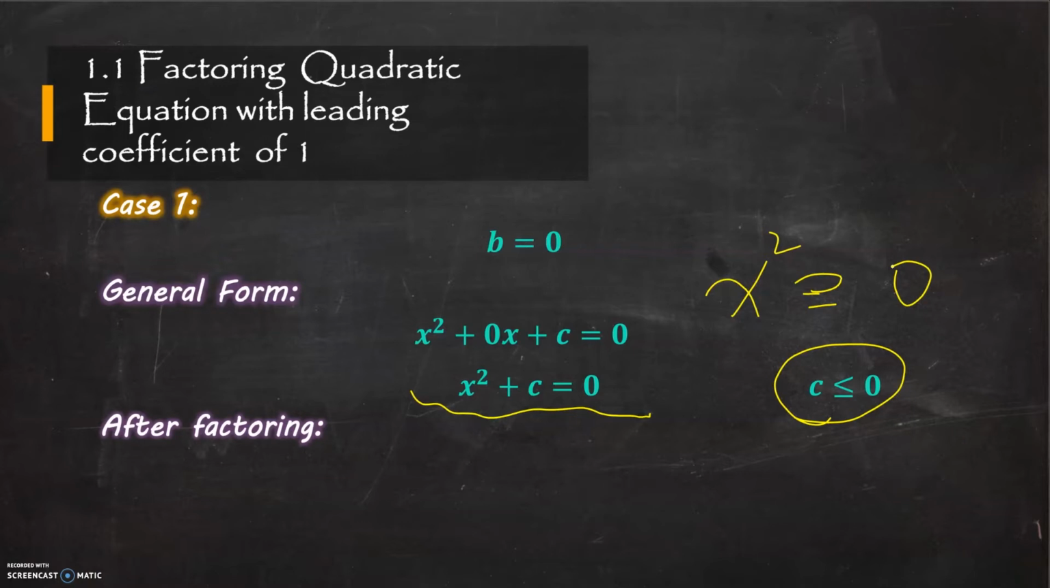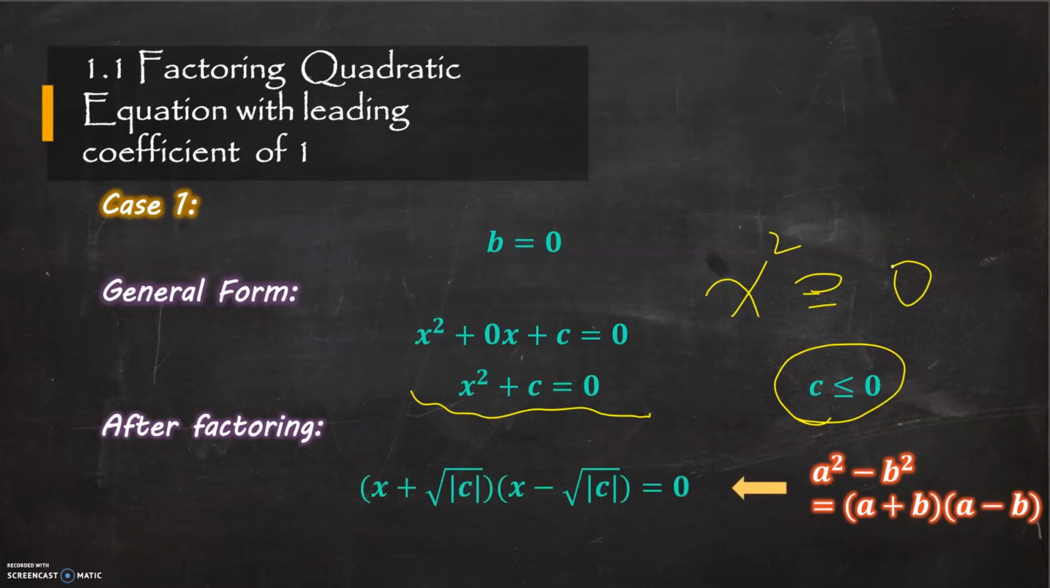And how do we factor this equation? So let's do a recall here. We know x squared minus b squared is equal to a plus b times a minus b. So we can apply that to the equation here, since c is negative or 0. So now we have x plus square root of absolute value of c times x minus square root of absolute value of c equals 0. So now we have two solutions. One is negative square root of absolute value of c, and the other one is positive.